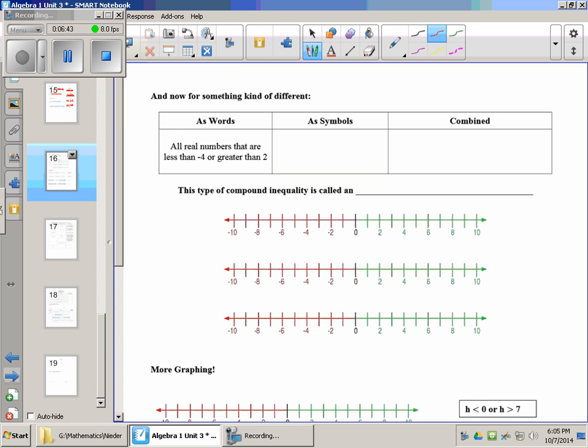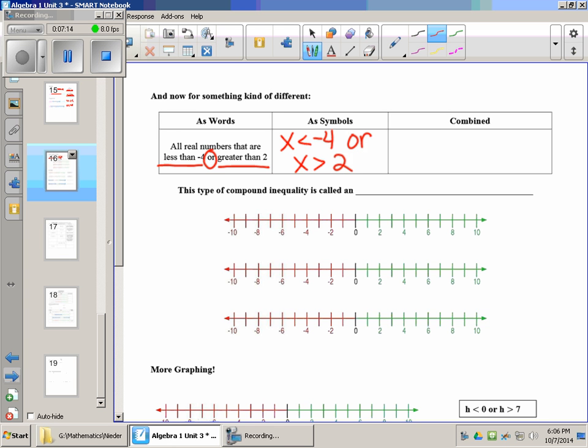Okay? Now it's a little bit different type of problem. This one says all real numbers that are less than -4 or greater than 2, okay? Less than -4 or greater than 2. So let's see if we can write those in inequality form. Numbers that are less than -4, so x less than -4, or greater than 2, x greater than 2. And remember, it doesn't matter what variable, pick your favorite letter, okay? I'm just using x this time.